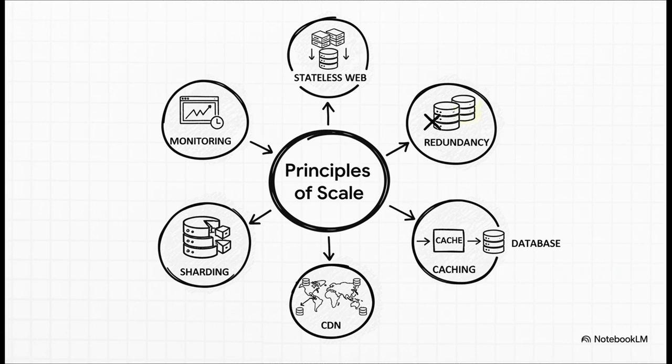You can mention keeping the web tier stateless for easy scaling, building redundancy at every single layer, using aggressive caching for speed, offloading to a CDN for global reach, and then you can even talk about future needs, like maybe sharding the database or the importance of robust monitoring. It just neatly packages up all the smart decisions you made.